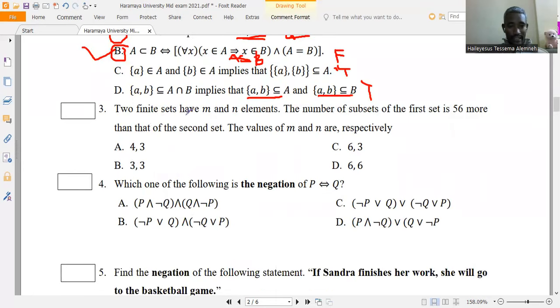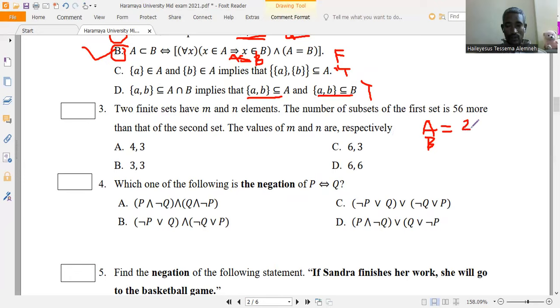Third question: two finite sets have m and n elements. Then the number of subsets of the first set is 56 more than that of the second set. The values of m and n are respectively? Now, two finite sets A and B are given. The number of subsets of the first set A is 56 more than that of the second set.